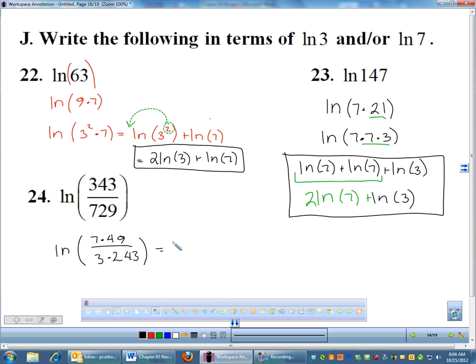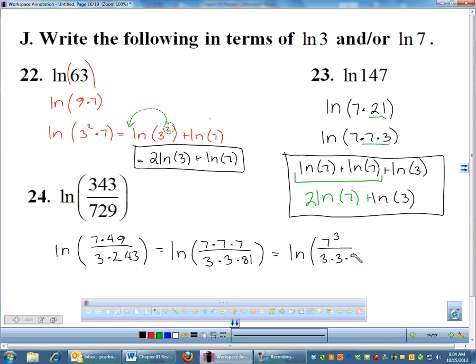Now, 49 is easy. I know my numerator is going to be 7 times, and 49 is also 7 times 7. Okay, 243, however, doesn't come off the top of my head, so I'm going to do 243 divided by 3, and that gives me 81. So 243 is 3 times 81, and then we can keep going with that. That's going to be ln of 7 times 7 times 7 is 7 cubed, so I'm just going to rewrite it as 7 cubed, and 81 is 9 times 9, right?